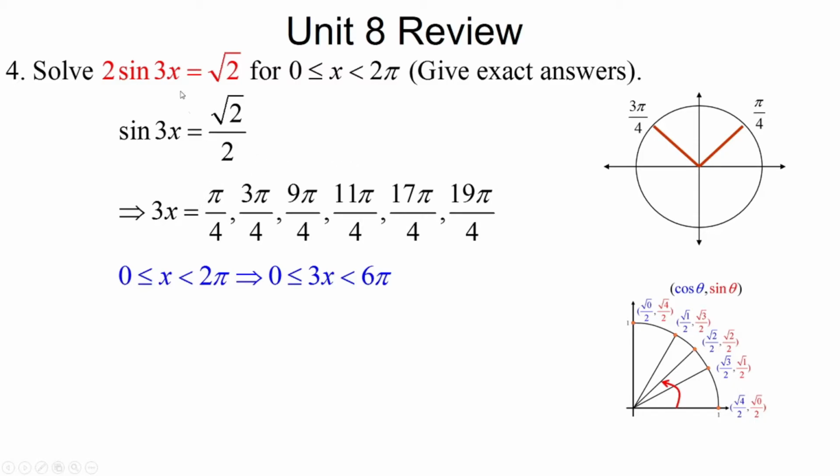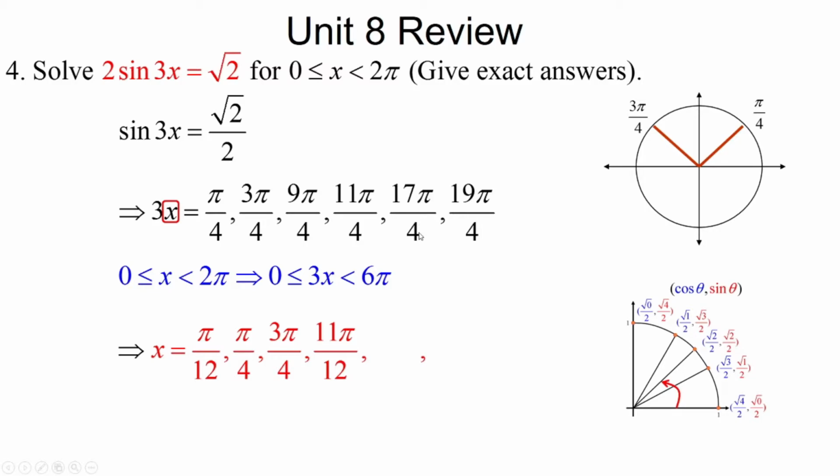But I don't want to solve this equation for 3x. We want to know the angle x. So that means to solve for x, we're going to divide each of these angles by 3. So x equals, well, pi over 4 divided by 3 would be pi over 12. 3 pi over 4 divided by 3 would be pi over 4. 9 pi over 4 divided by 3 would be 9 pi over 12, which I'm going to reduce to 3 pi over 4. 11 pi over 4 divided by 3 would be 11 pi over 12, does not reduce.